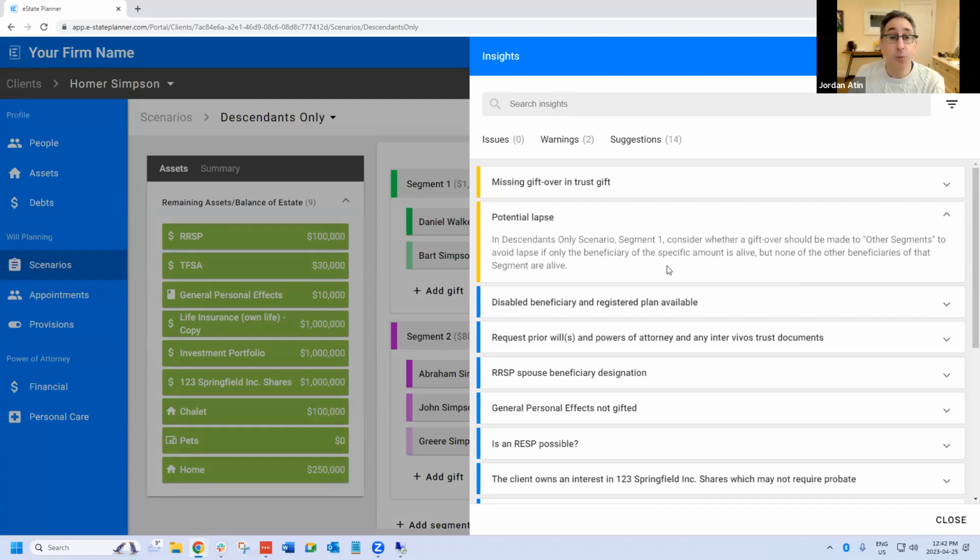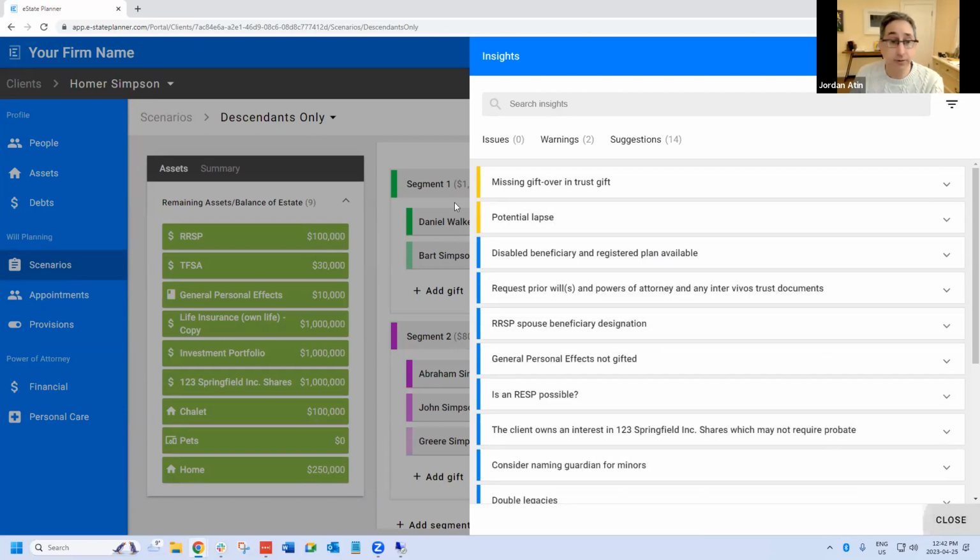Okay. So it warns you in that case that you should add other segments as the gift over. And that will then make sure that Bart gets his $25,000 and the other amounts go to the other segment. So that's how we would do that. But the good thing is that eState warns you about that if it sees a problem.